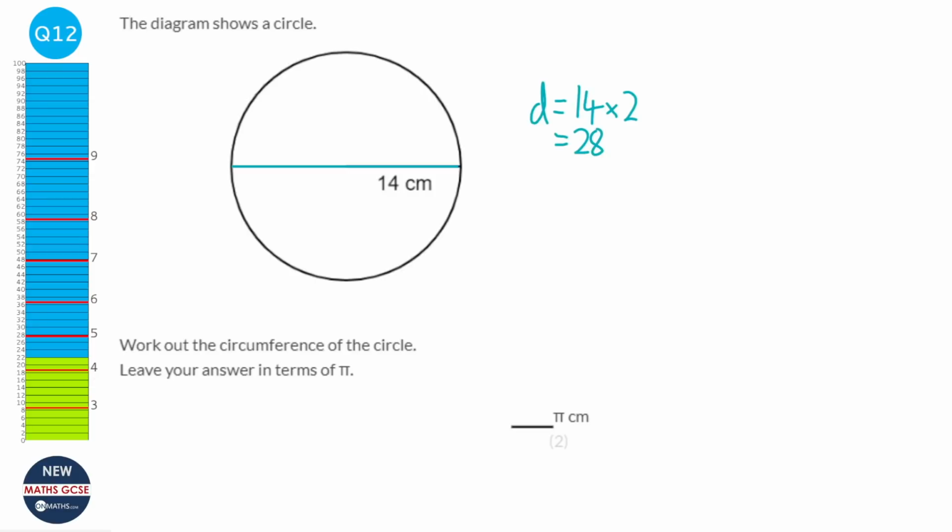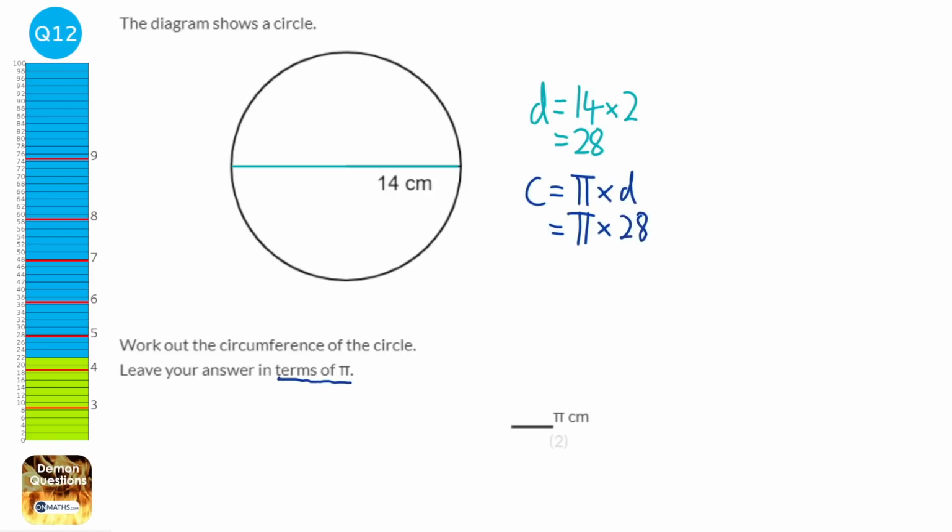The formula for the circumference of a circle is just pi times the diameter, which will be pi times 28. Now to write this in terms of pi, which the question asked for, we just put the number first and then pi. So it will be 28 pi.